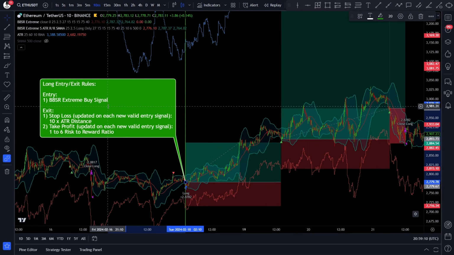Okay, as I said, this is a long only optimization. So now I won't show you a short example, but basically you need to see a sell signal, and the stop loss and take profit placement is almost the same, just in the opposite direction.